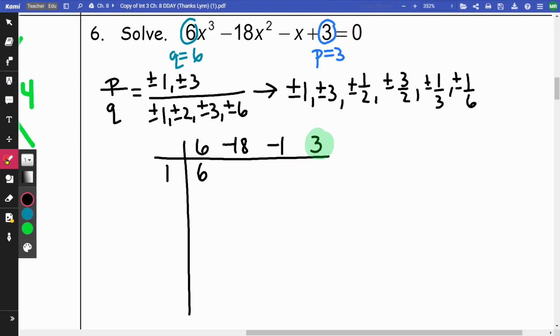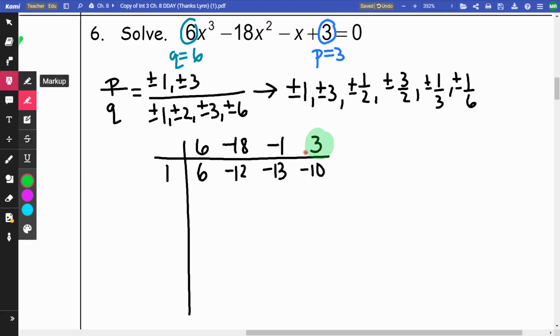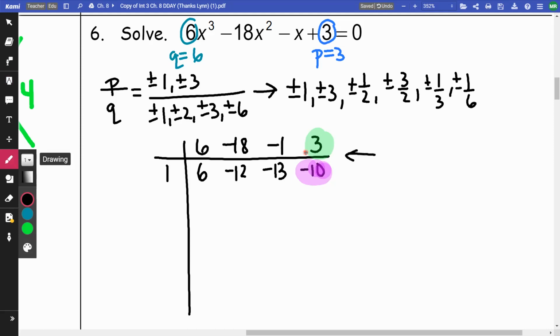Okay, I bring down my 6. 1 times 6 is 6. I add it. I get negative 12. Negative 12 times 1 is negative 12. I add it. I get negative 13. Negative 13 times 1 is a negative 13. I add, I get a negative 10. So I do notice right now that I was above and now I'm below the x-axis. So I do have a 0 in between here, between 0 and 1. So there's a 0 between x equals 0 and x equals 1.